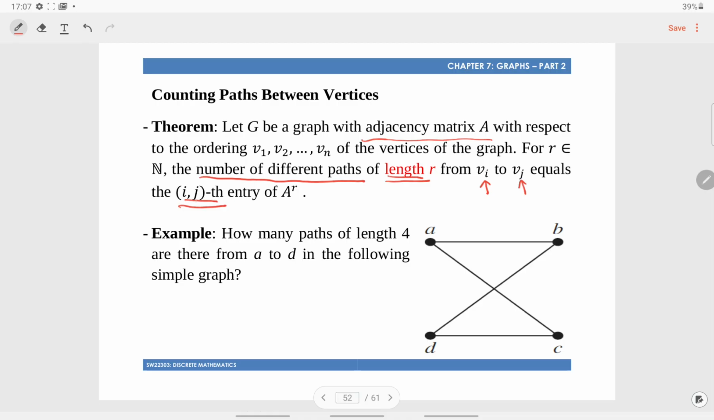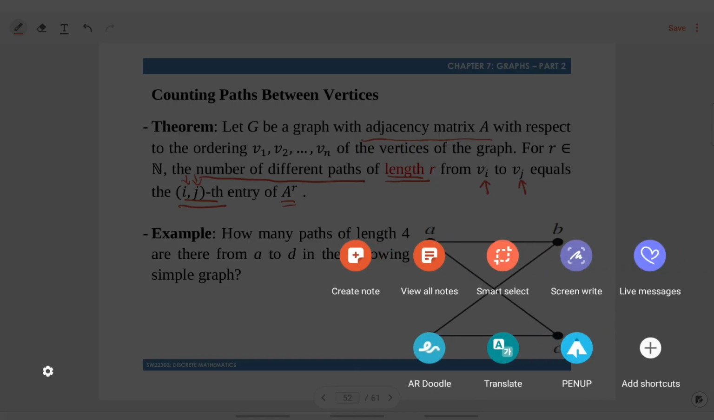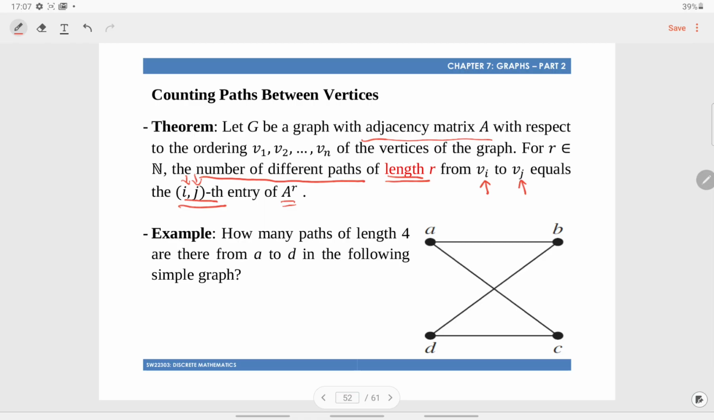The value of the entry at row number i and column number j of the A to the power of r matrix. A is the original adjacency matrix, so what we check is A to the power of r. That means we need to multiply the matrix A r times: A times A times A, r times. So the entry at the ij location represents the number of different paths of length r from Vi to Vj.